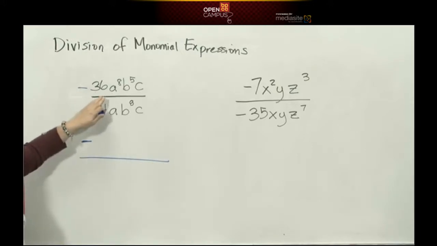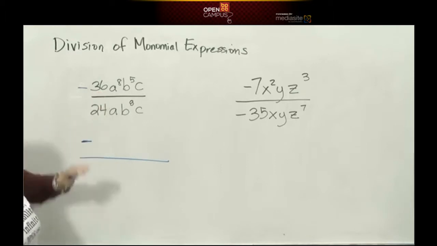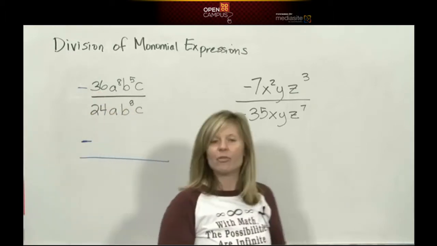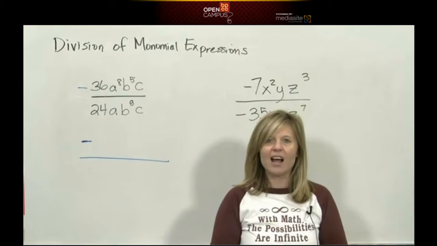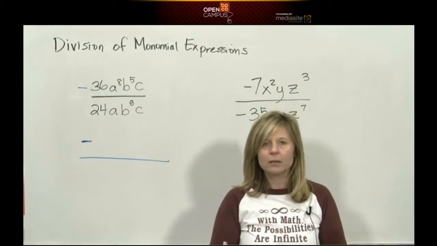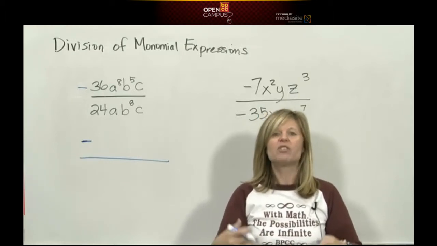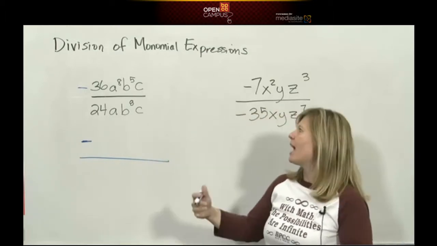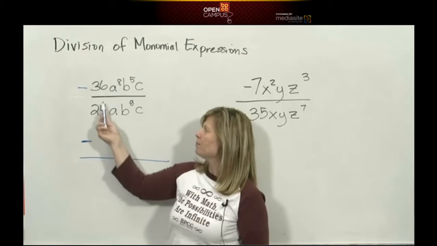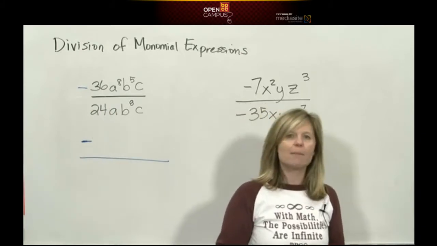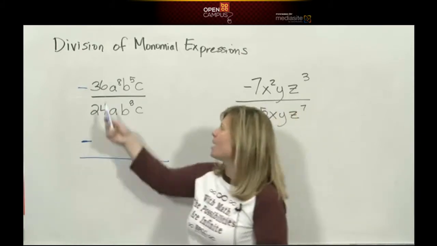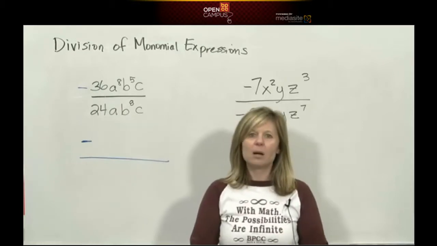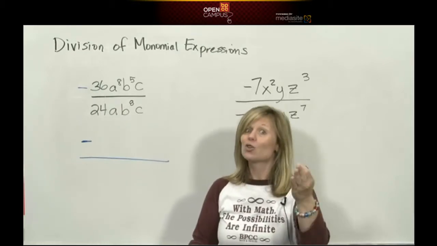I want to divide my coefficients. 36 divided by 24. Well, you're right. 36 and 24 do not divide into each other equally. So what we're going to have to do is divide them both by their greatest common factor, the largest number they have in common. Yes, you can divide them both by 2. Yes, you can divide them both by 3. Yes, you can divide them both by 6. But the biggest number you can divide them both by is 12.